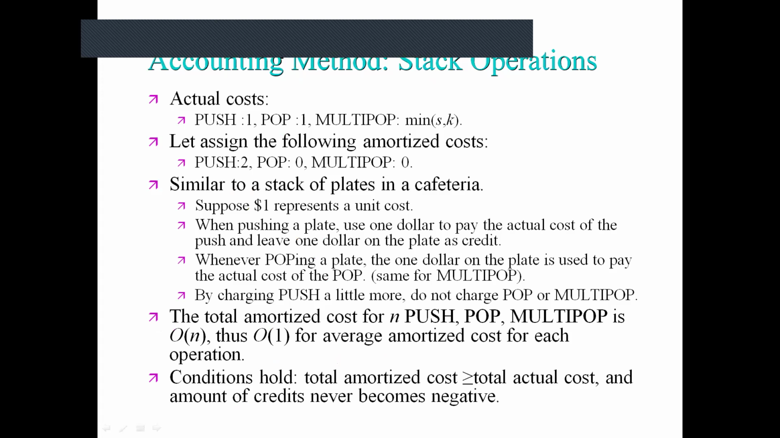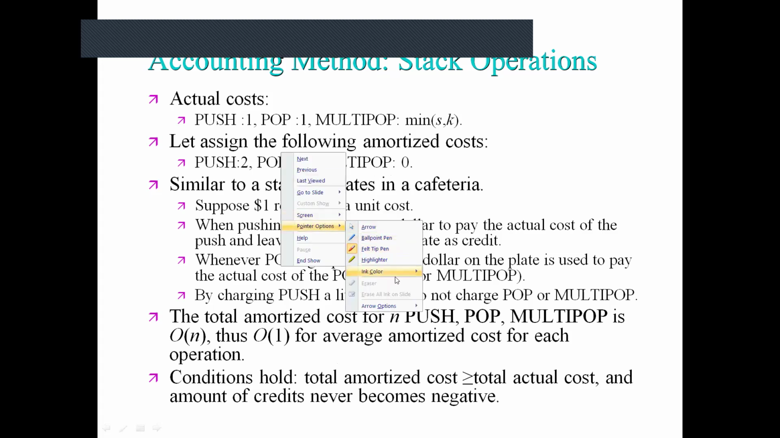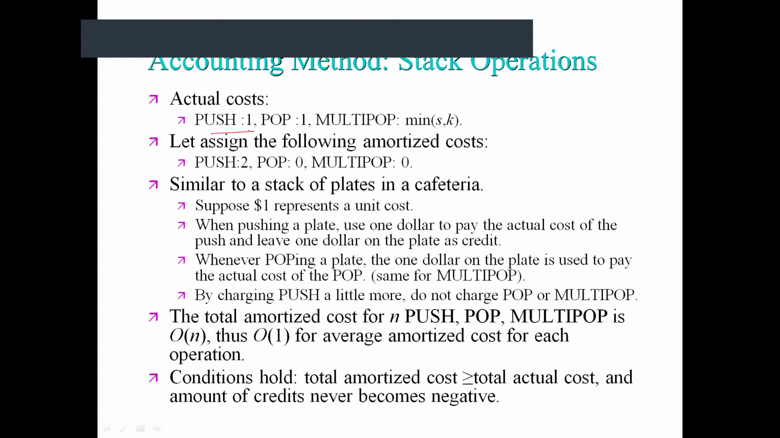Before moving on, we'll see how this accounting method can be done with the help of the stack operations we learned earlier. Suppose the actual cost of the stack operations, push, pop, and multi-pop, is as follows. Push takes 1 unit, maybe you can say 1 rupee, and pop takes 1 unit. And multi-pop takes the minimum of either S, the stack size, or K.